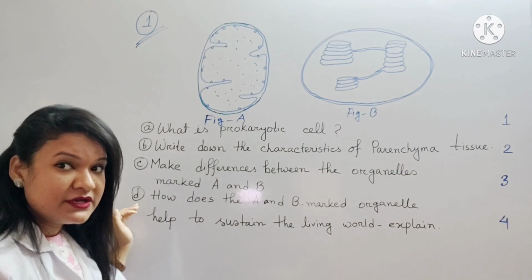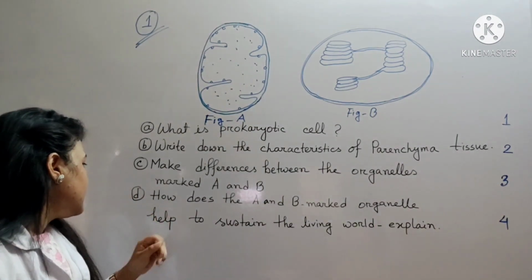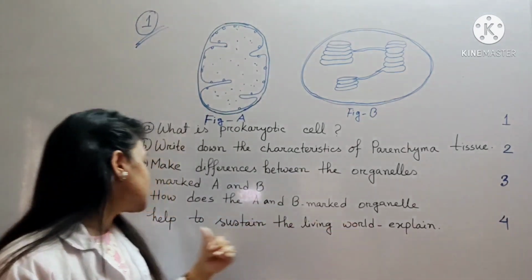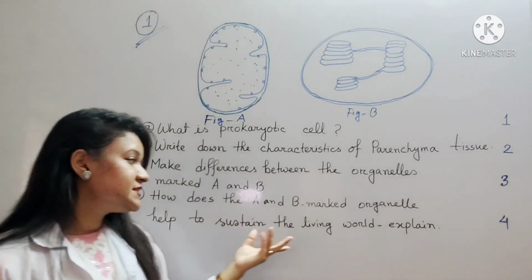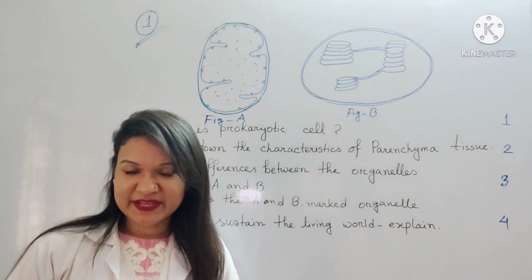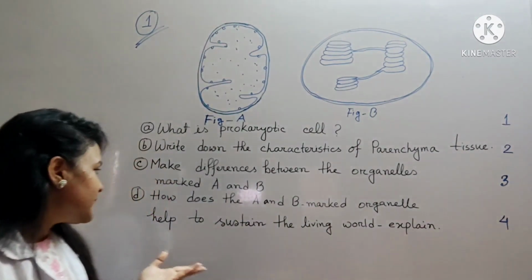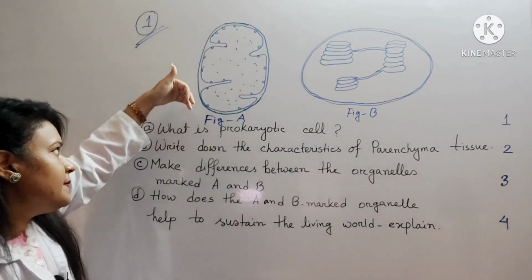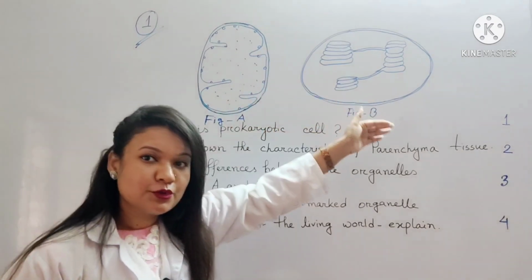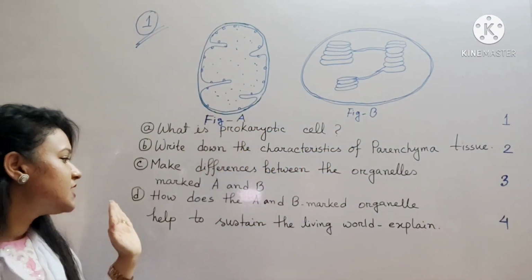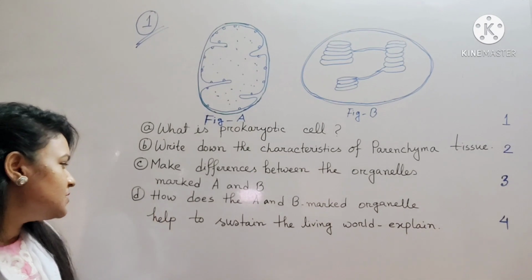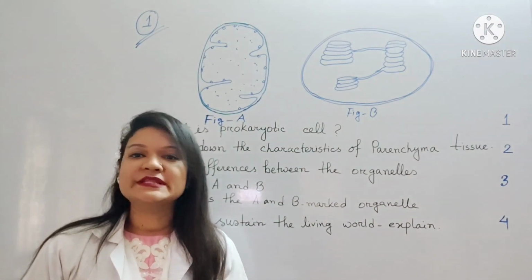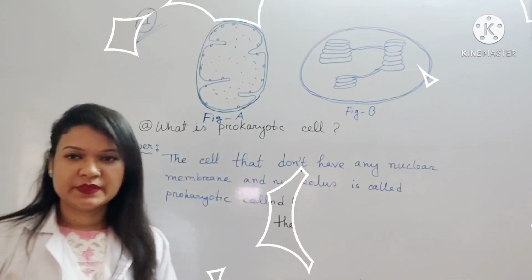And I will go for number D. Then what is the question actually? How do the A and B marked organelles help to sustain the living world? Explain. So I hope you understand that we have to write about the importance of mitochondria and chloroplast, how these organelles help the living world to sustain. Okay, now I will give you the detailed answer.